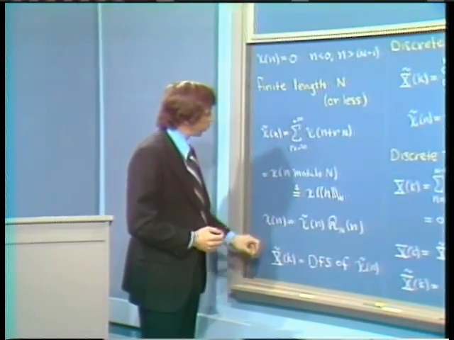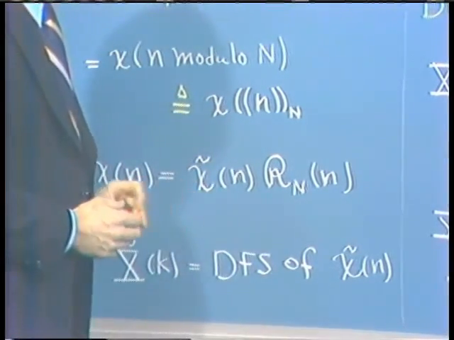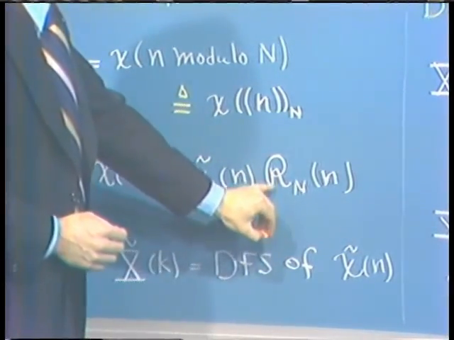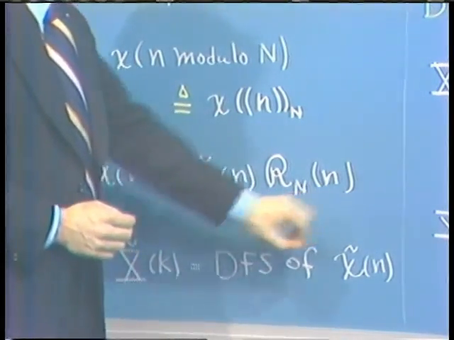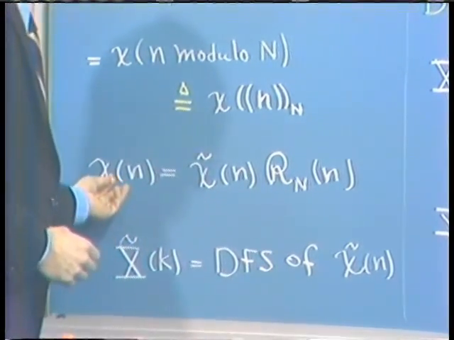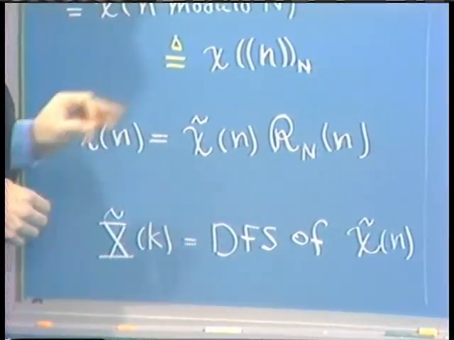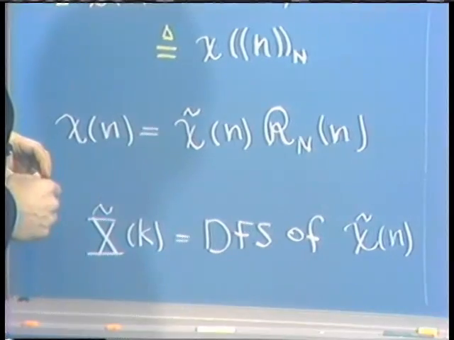Likewise, we were able to get back to the finite length sequence from the periodic sequence by simply multiplying by a rectangular sequence. In other words, extracting a single period. A single period of the periodic sequence corresponds to the finite length sequence that we began with.